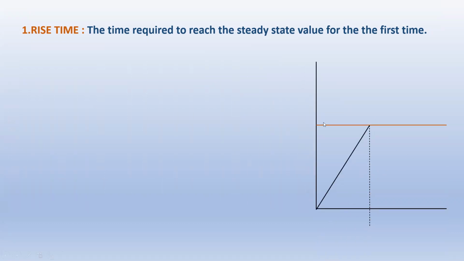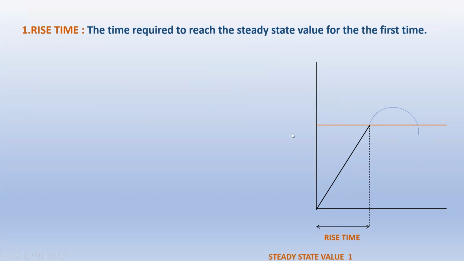So this is the input we have given, that is the value of 1. This is kind of an exponentially varying sinusoidal signal which is continuously oscillating about this steady state value. We saw that we arrived at this type of response. So the time required from the starting stage to reach this steady state value is what is called the rise time.